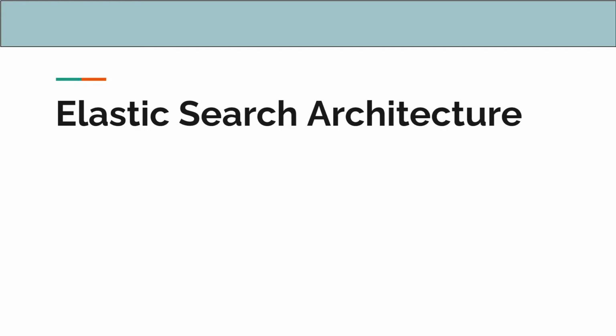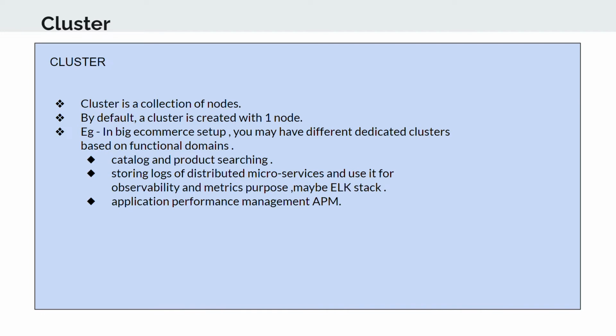Let's discuss a bird's eye view of Elasticsearch in simple terms and what components actually make up the architecture of Elasticsearch. So when you think of setting up Elasticsearch, it simply means creating a cluster to begin with. By definition, a cluster is a collection of nodes, and by default, a cluster is created with just one node.